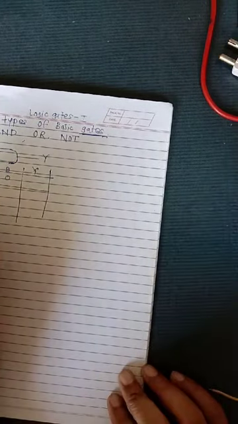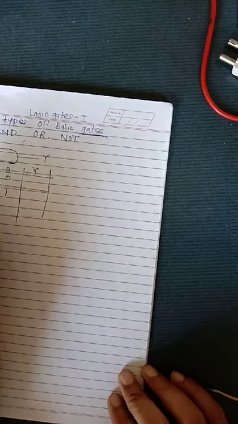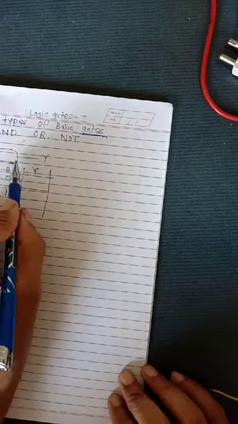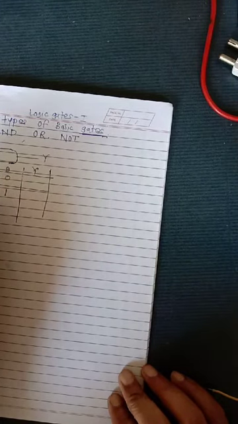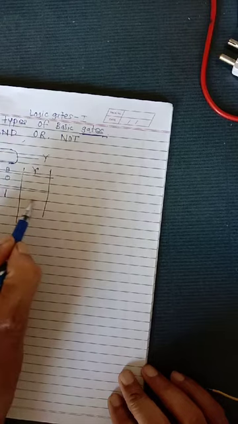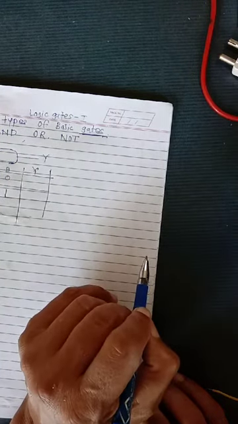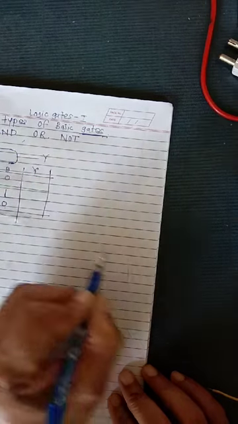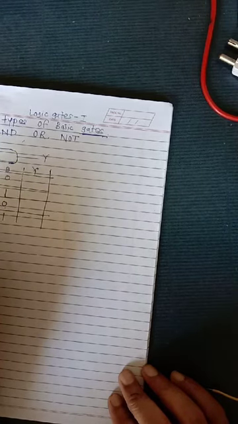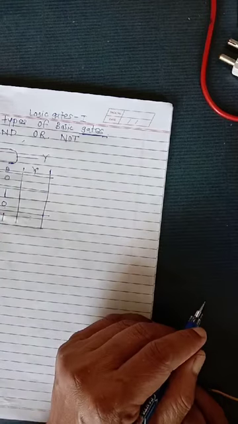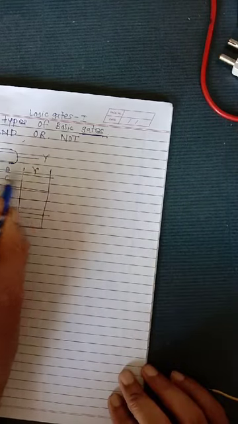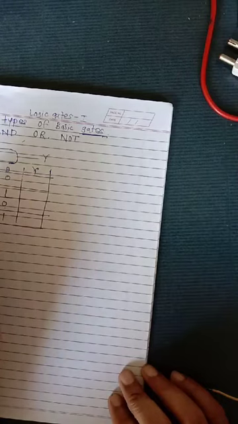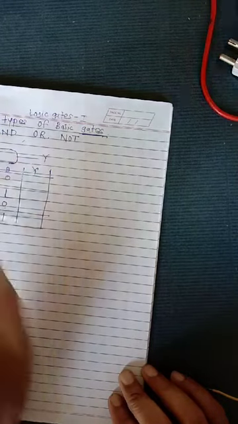Then if inputs are 0 1, these are the logic input conditions of the AND gate. So when one input is low and the other input is high, what will be the output? Then if inputs are 1 0, that is, input A is high and input B is low, what is the output? And if both inputs are high, that is 1 1, then what is the output? This is called the truth table of the AND gate, and practically we have to verify the truth table of the AND gate.